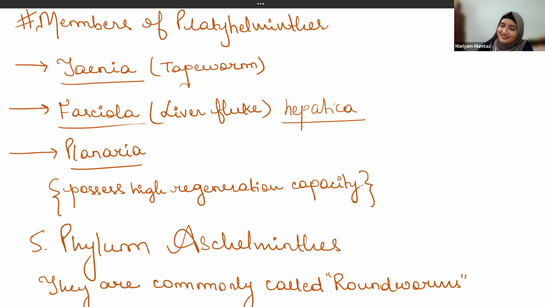Now this is not parasitic. It is a nice Platyhelminthes, and it possesses a high regeneration capacity. Okay, now planaria are an excellent example of regeneration. What happens is that you might have learned it in some chapter. If you cut planaria into 10 different parts, those 10 different parts would grow into planaria. So they have a very high regeneration capacity. It won't die if you cut it.